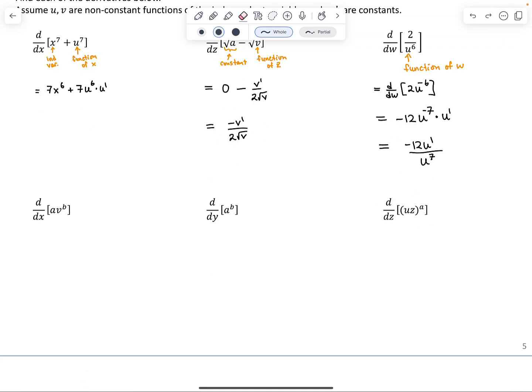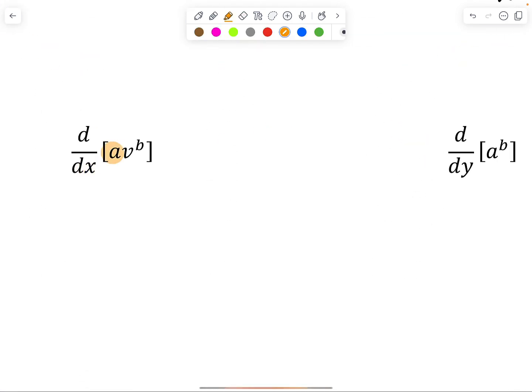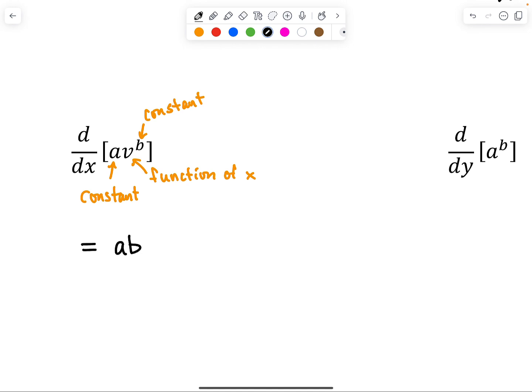Okay, next example. X is the independent variable. I have a and b, which we are assuming are constants. And then v is the unknown function of x. So we have the constant times the function rule and the generalized power rule. The b will drop down, multiply to the a, so my new coefficient will be a times b. The base v will repeat. The new power will be 1 less than b, so we say b minus 1. And then the chain rule requires us now to multiply by the derivative of the base, so times v prime.